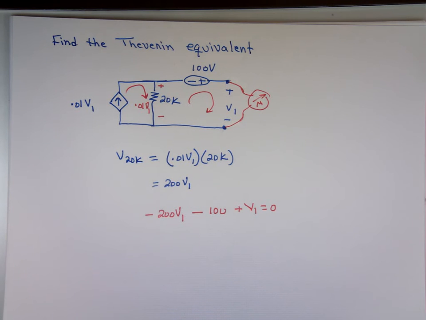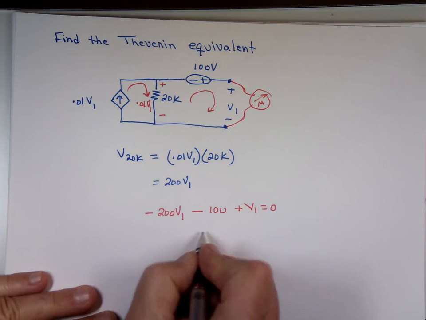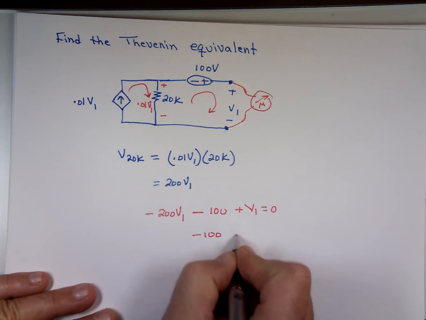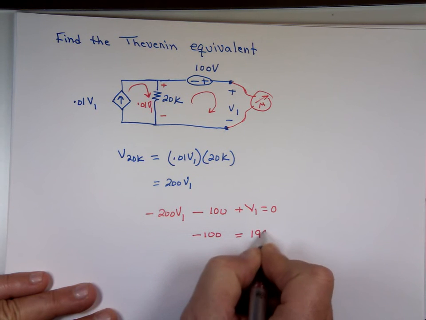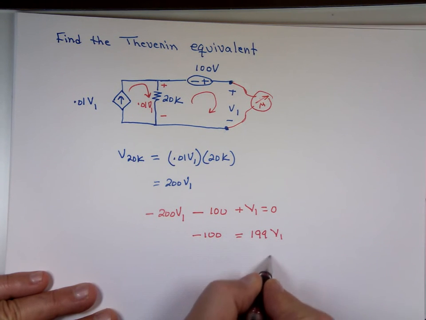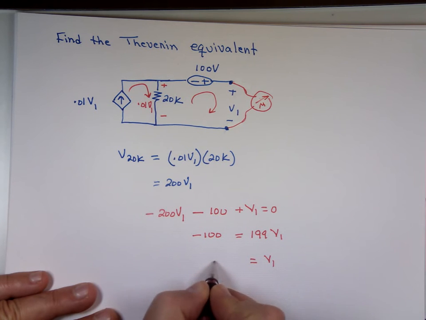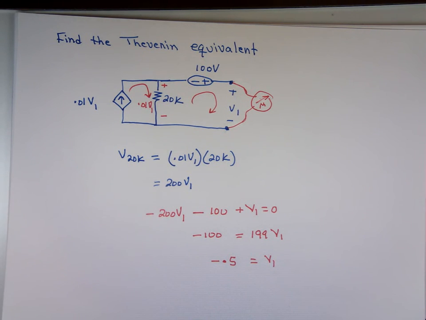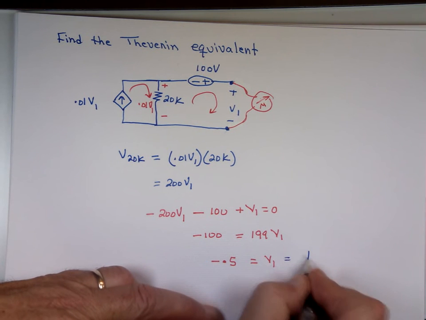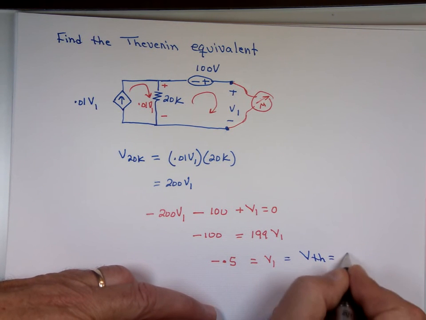Can we get what V1 is? Negative 100 equals 199 V1. So V1 roughly is what? Negative 0.5? That's your V open circuit. That's your V Thevenin. So this voltage here is my V Thevenin, which is V open circuit.